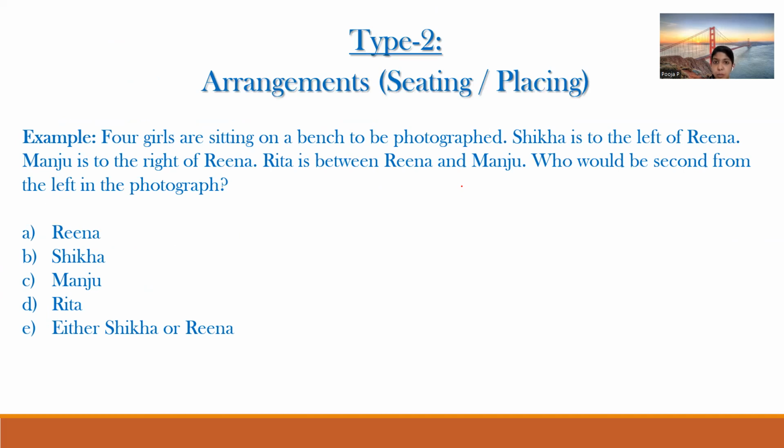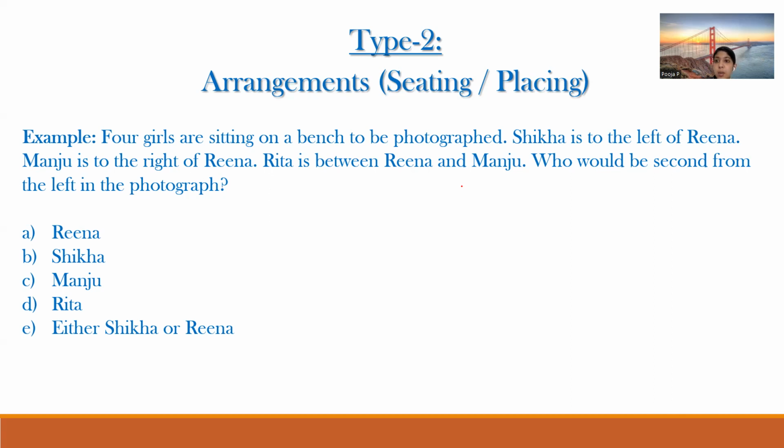We are moving to type 2, that is arrangements, which is either seating or placing. In these kind of questions, clues are given regarding the arrangement, which could be either linear or circular based on the type of question that is being given. You will have to recognize if it is a linear arrangement or a circular arrangement. Sometimes they may not mention it directly in the question. So at that point of time, you have to understand. You'll have to see if some person is starting and ending with the same person, then it goes with circular arrangement. Otherwise, it goes with linear arrangement.